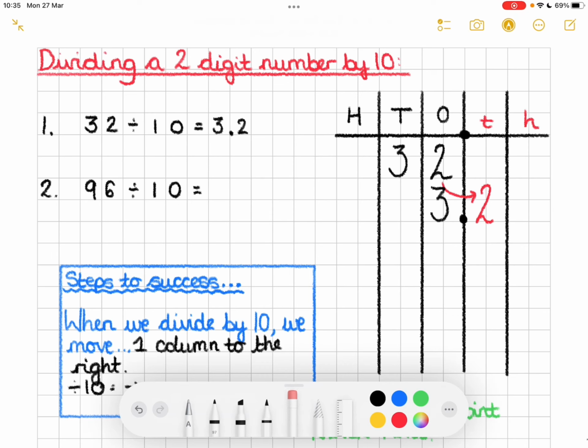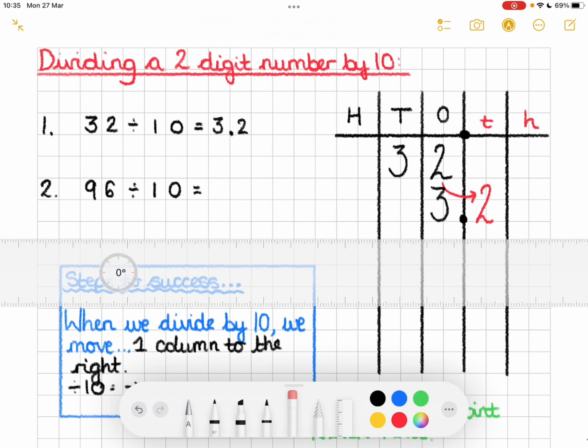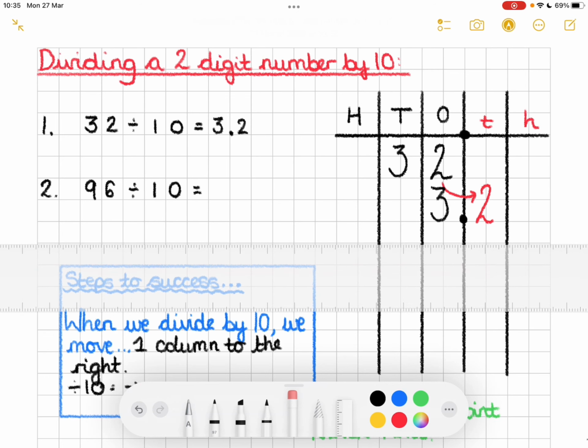I've seen lots of children get it right in the column method, and then when it comes to writing their number, they forget that decimal point. So let's try another example. We're going to do 96, and we're going to divide that by 10. I'll split this off here so it's nice and clear to see, so I can show you round 2, and then you'll see the second example.